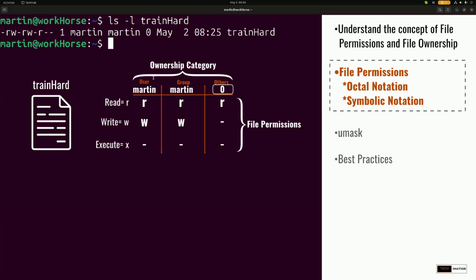Others meaning everyone else, every other user that does not belong to the group and is not the owner of the file, has these permissions on the file, which is in this case just a read. He can read, others can read the file, but they cannot write to the file, and neither can they execute the file. Okay? So those are the permissions in a nutshell. Let's take a few questions before we continue.